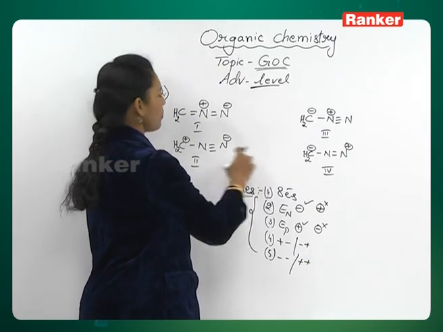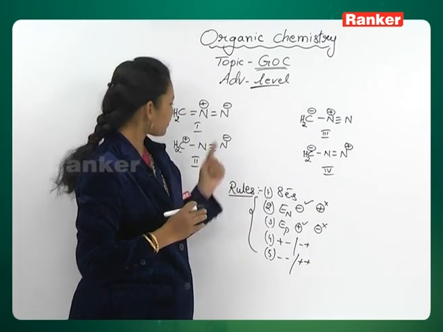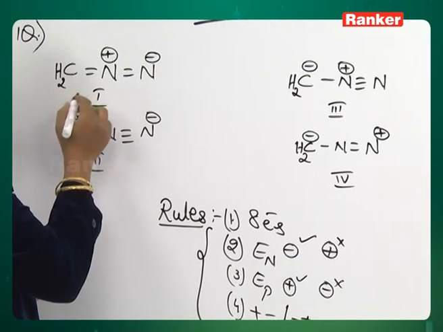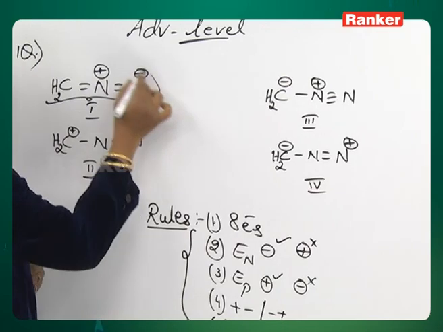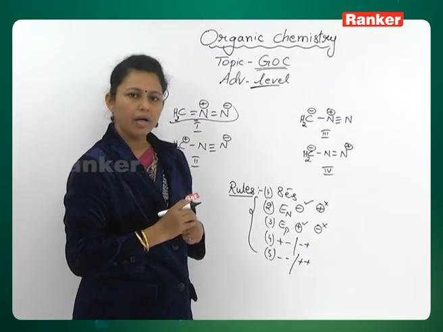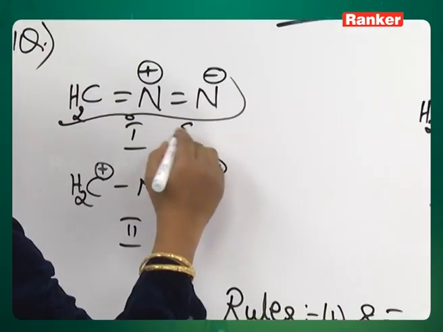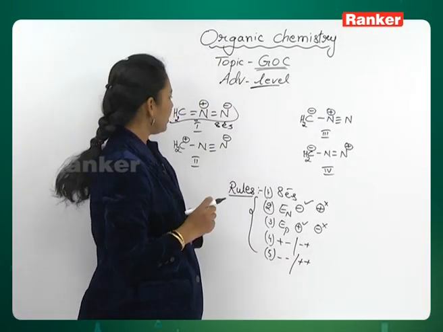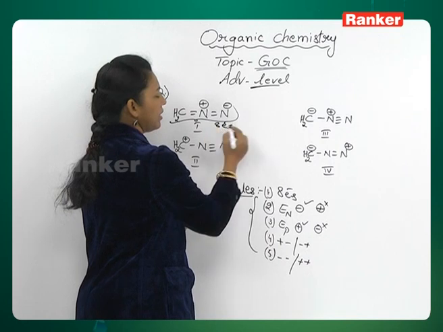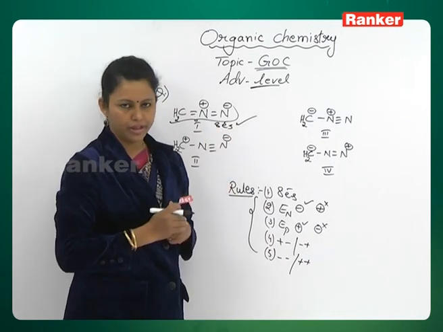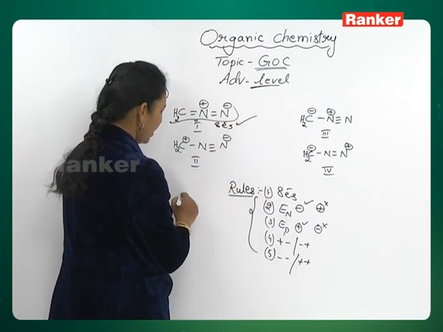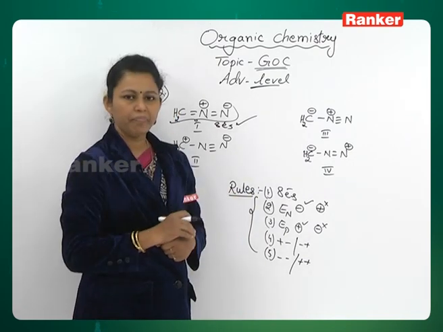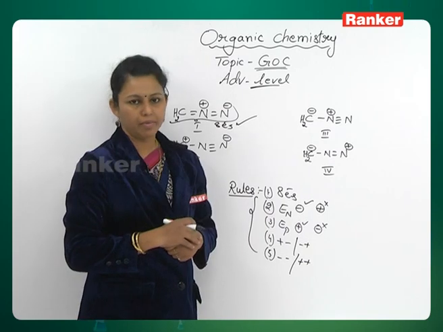These are the four compounds given here. If you see the first compound, all the atoms in this molecule have 8 electrons, and the positive and negative charges are nearer. As it has 8 electrons, it is the most stable form, because it satisfies all the rules. So we can take 1 as the most stable form.